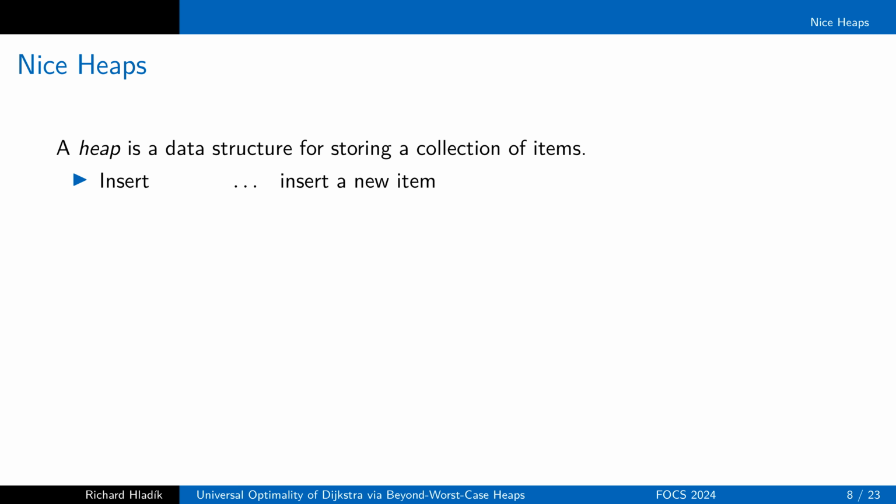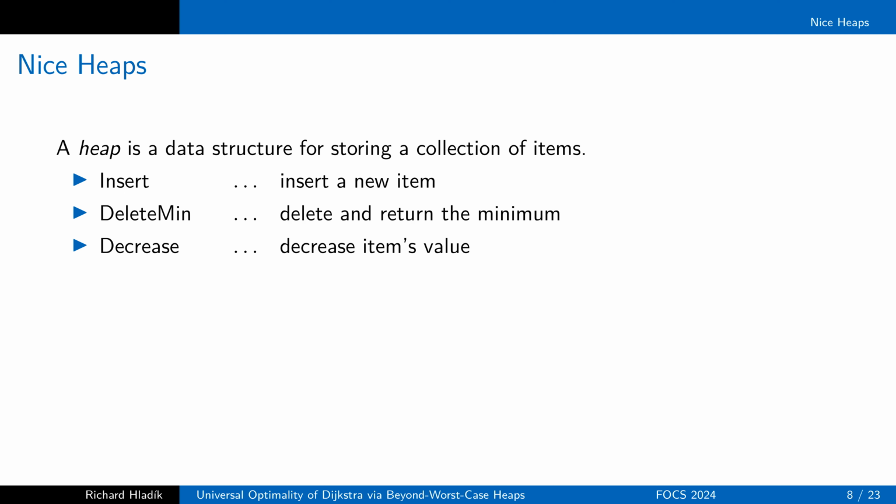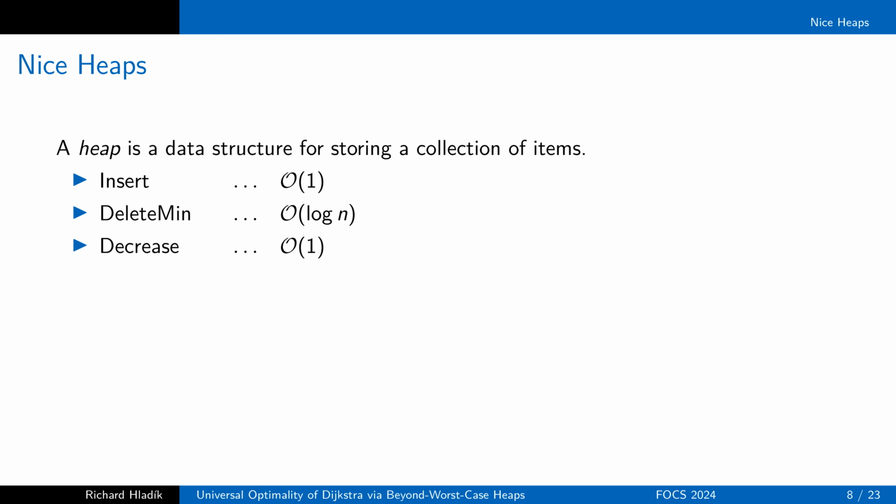Now, our result is that Dijkstra is universally optimal if we use it with a nice enough heap. So let's talk about heaps. To recap, a heap is a data structure for storing a collection of items. It supports inserting new items, deleting and returning the current minimum, and decreasing the value of an item. We have fast heaps that have insertion and decrease in constant time, and only deletion is logarithmic, but it also has to be logarithmic in general, because otherwise we could use such a fast heap to break the sorting lower bound.